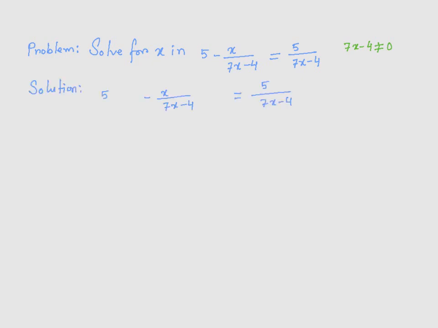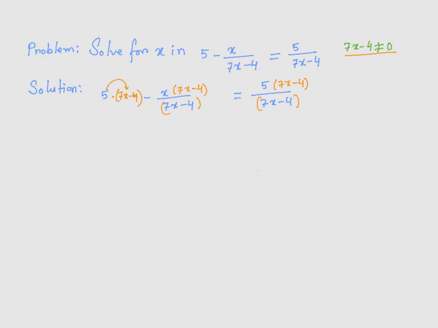This problem is rather easy to solve, by the way. Just get rid of the denominator by multiplying everything on both sides by 7x minus 4. So what we are going to do is 5 times 7x minus 4, so times 7x minus 4 times 7x minus 4. We are making the assumption that 7x minus 4 is not 0, so we are not multiplying by 0. So things would cancel out.